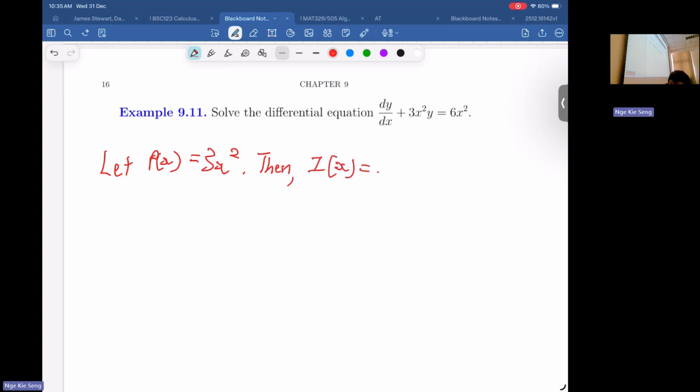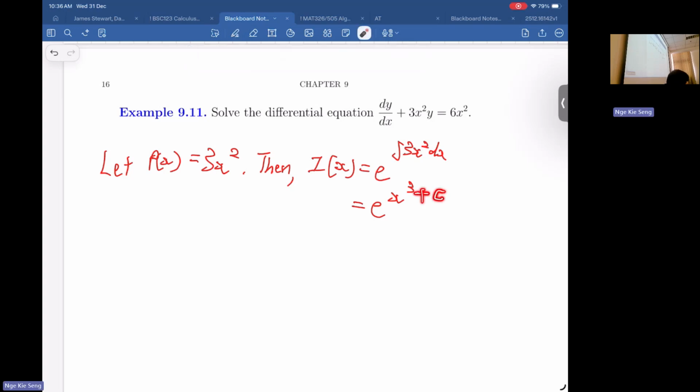I(x) will be equal to e to the integral of 3x squared dx, such that you get e to the x cubed. You might think, why don't we have a plus C here? Because if you add in a constant here, the constant will disappear later, and so we won't care about the constant.